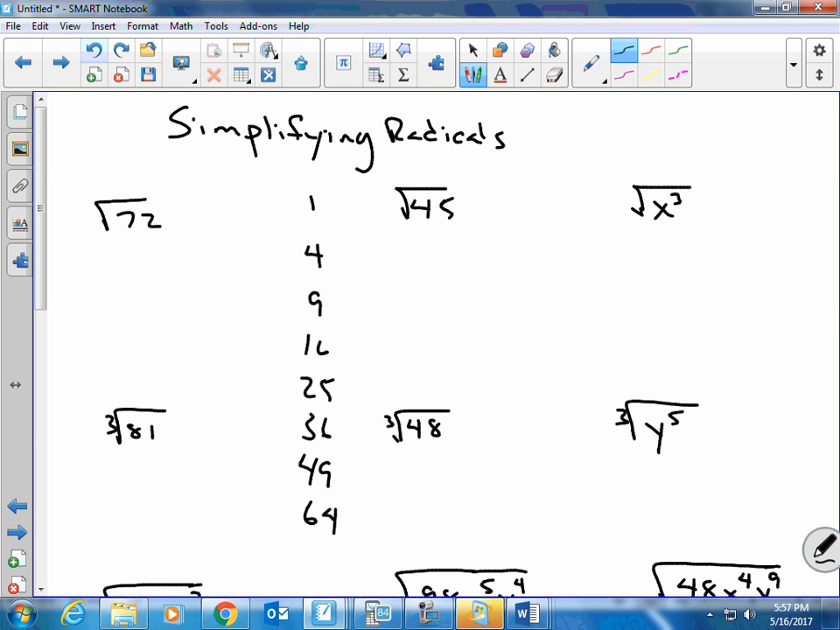Now I can do it 2 ways. I'll do it the long way and I'll do it the short way. Well, the first thing I notice, 9 goes into 72. So I can break 72 into 9 and 8. What is the square root of 9? 3.